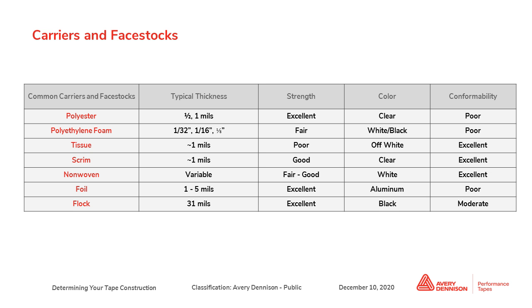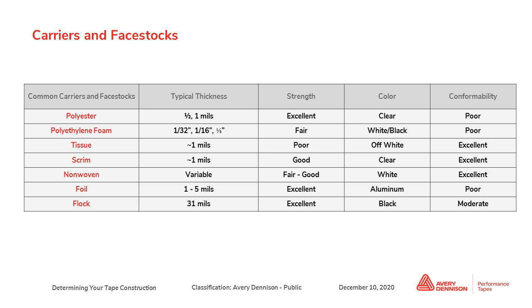We sell quite a bit of HVAC mechanical insulation foil tapes that get wrapped around ducts, and those can still have conformable properties. The last example I have here is a flock. Flock, it looks like a fabric basically. It's a woven fabric. Ours is black. It's 30 mils thick, so it's a little thicker than these other materials. It has excellent strength, and it has moderate conformability.